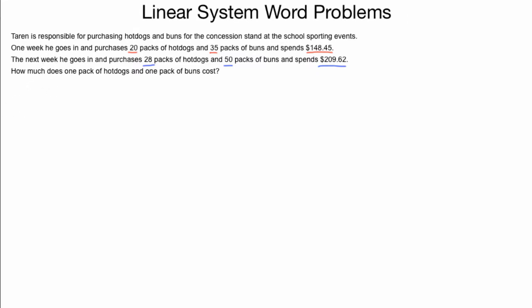Let's see if we can put down a linear system. First thing we need to do is define our variables. What are we trying to find? How much a pack of hot dogs and how much a pack of buns cost. So I'm going to let x equal the cost of one hot dog pack. Let me write that out like that. Good to be really specific. And let's let y equal the cost of a buns pack.